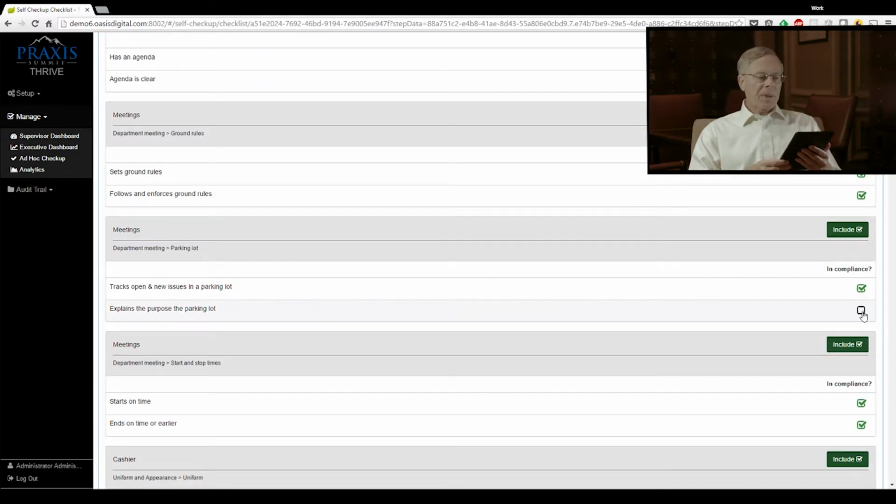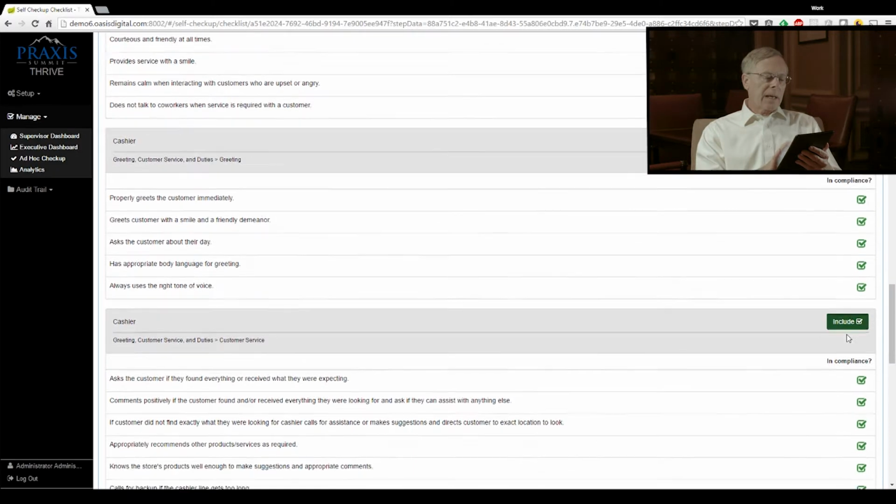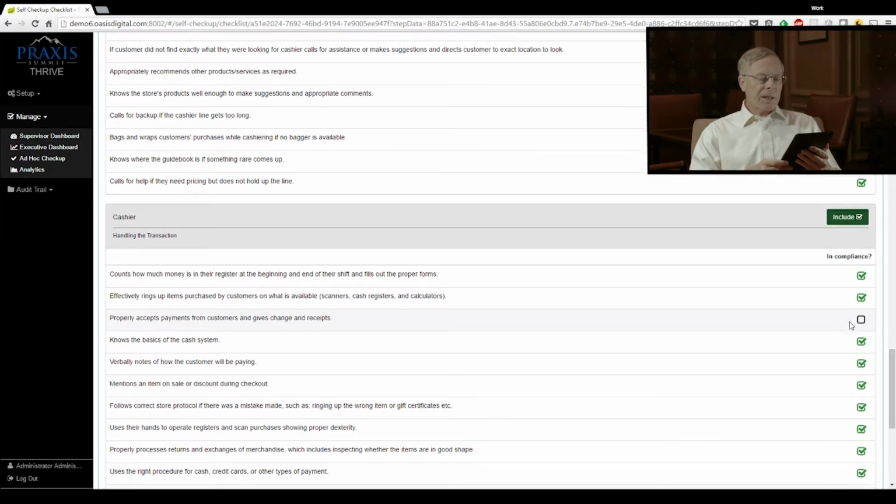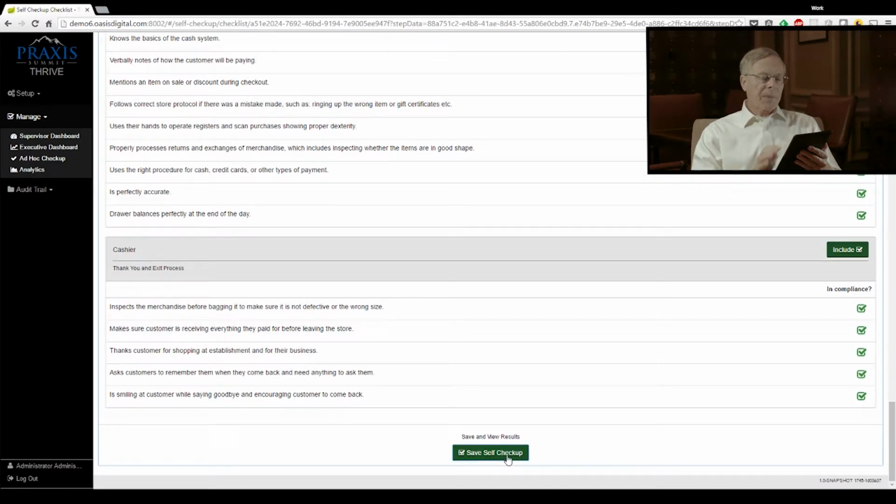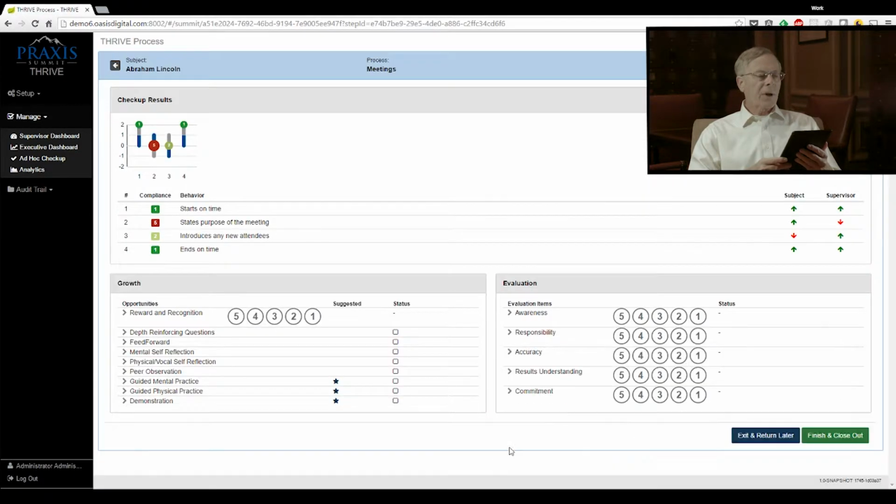Once the self-checkup is done, the process is closed out, and a results screen appears to the supervisor and the employee. And the supervisor and employee now start what we call the Thrive process, because this is the process for improving what is happening. So the next really learning process is the presentation of results.